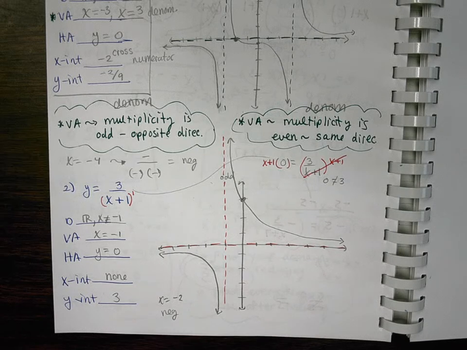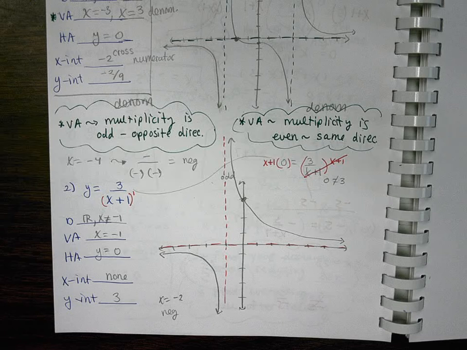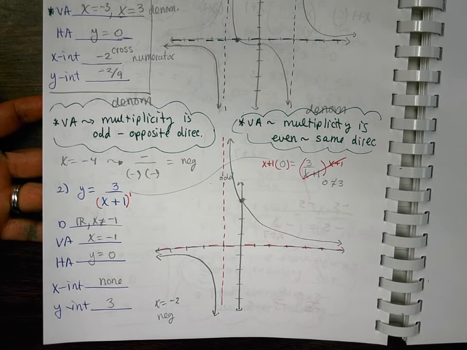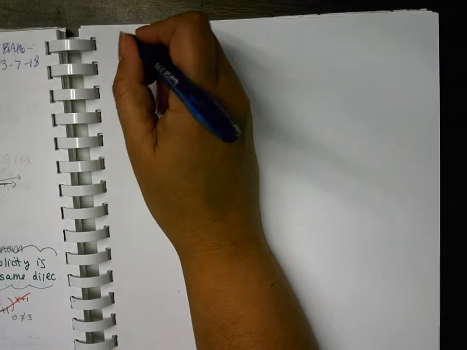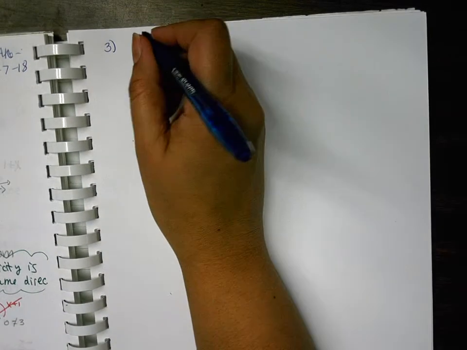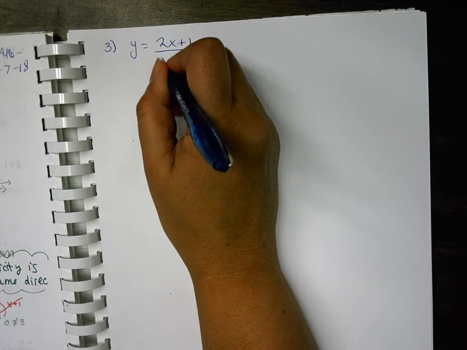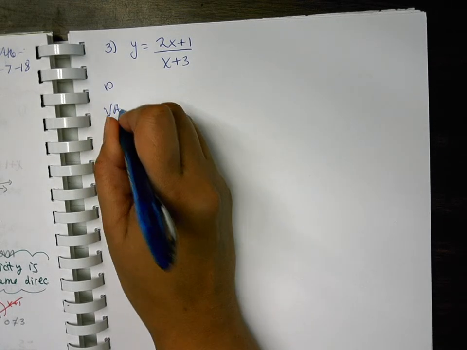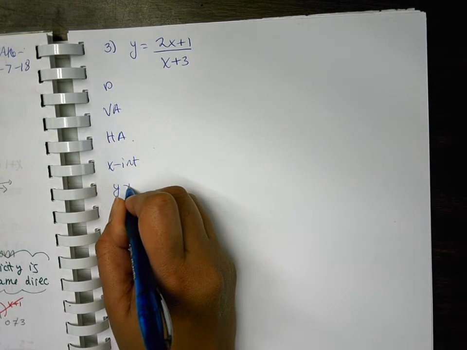Okay, are we good? Okay. Questions on that one, yes or no? A little easier? Okay. Number 3. Y equals 2x plus 1 over x plus 3. D, fa, ha, x-intercepts, y-intercept.